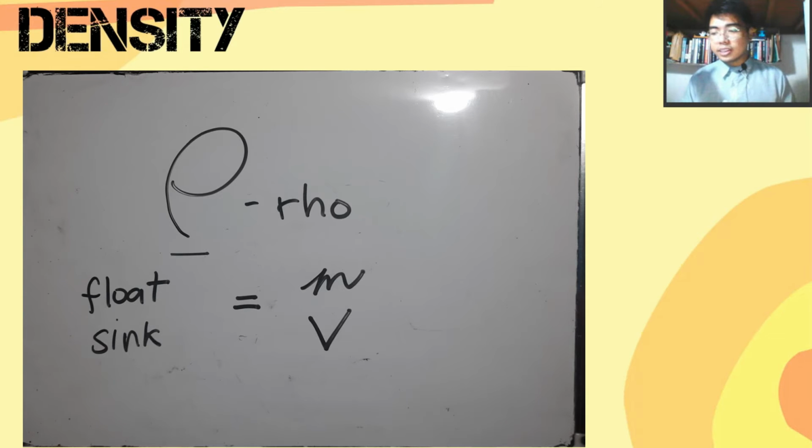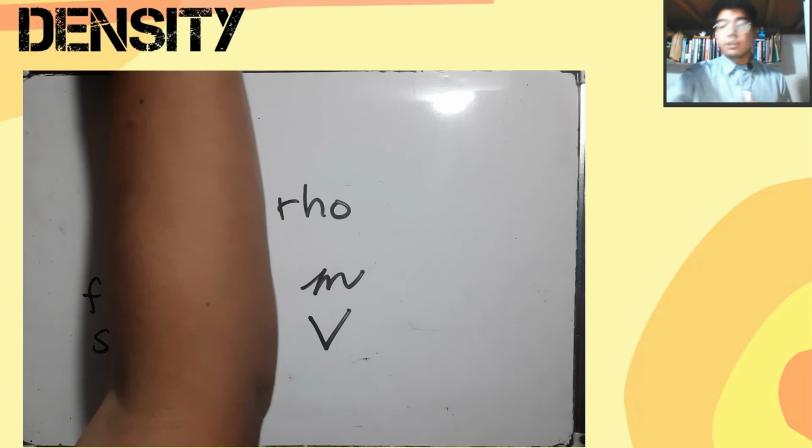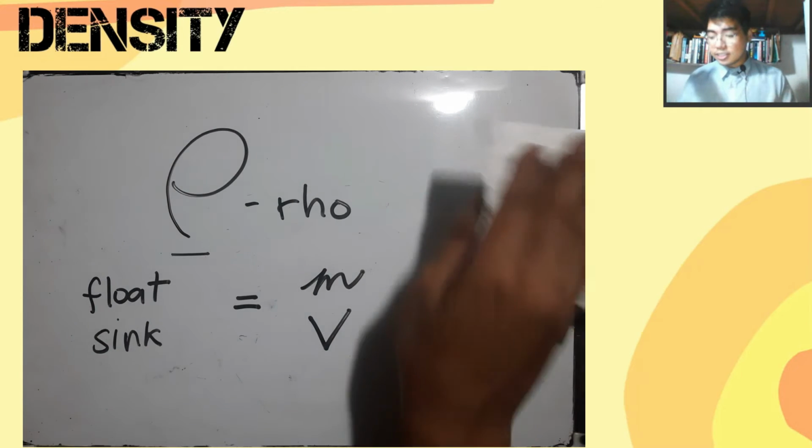What are the different things that you should remember when it comes to the computation of density? So now, what are the different relationships of the different units that are present whenever we are talking about the concept of density?